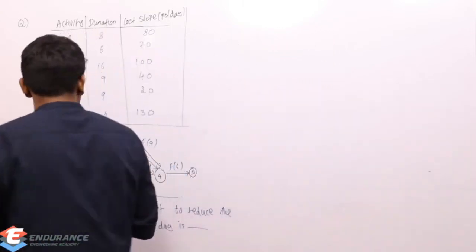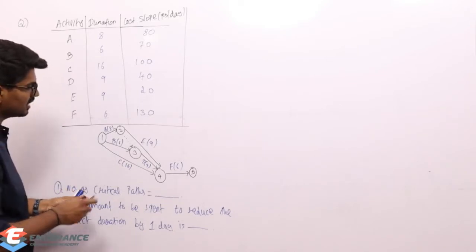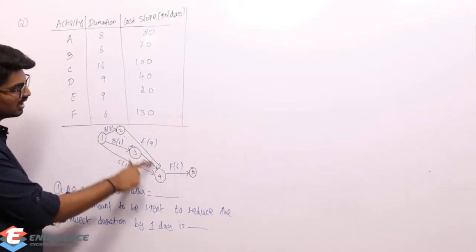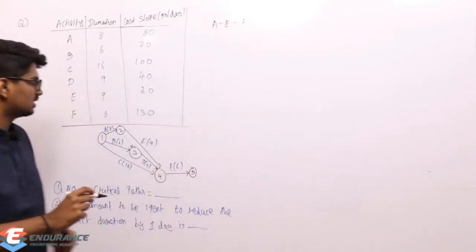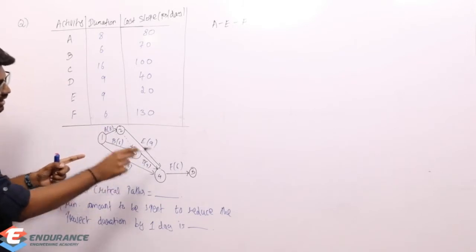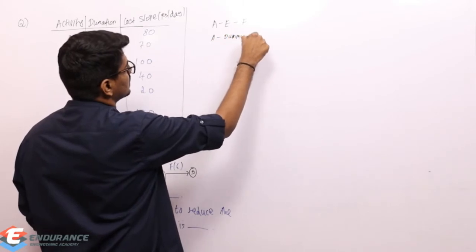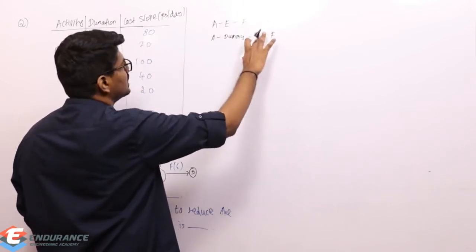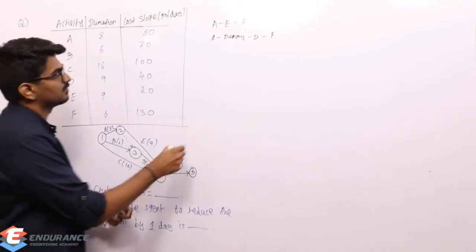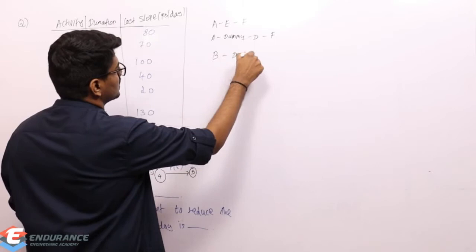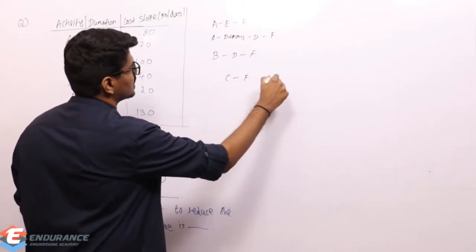What are the different paths available? A, E, F is one path. This is a dummy, 2 to 3 is a dummy. The next one is A, dummy, D, F. And the next one is B, D, F. Next one is C and F.